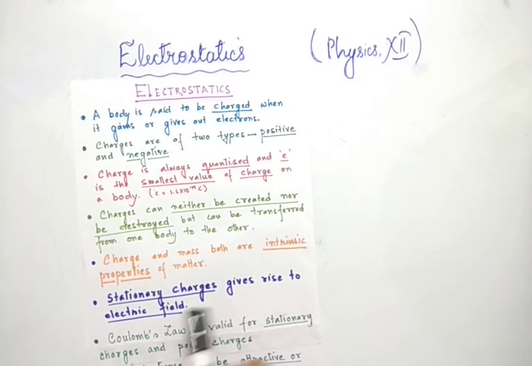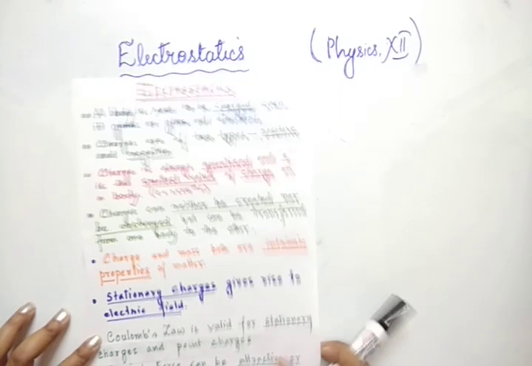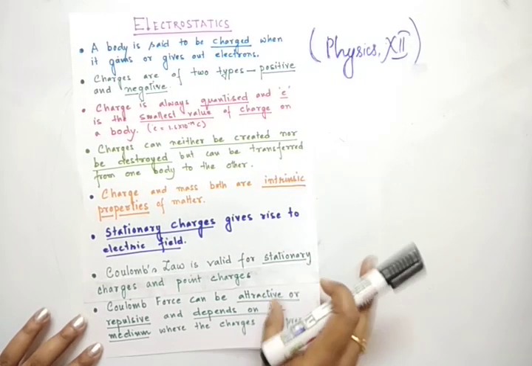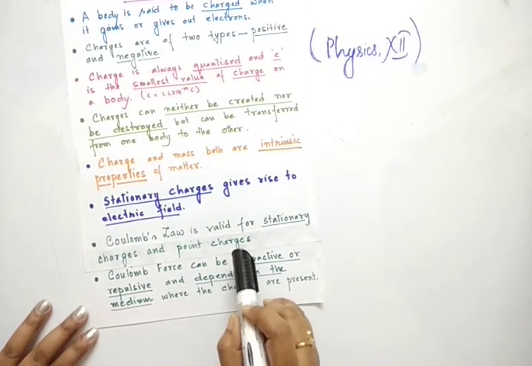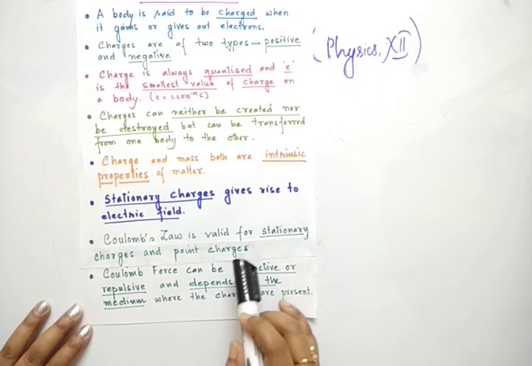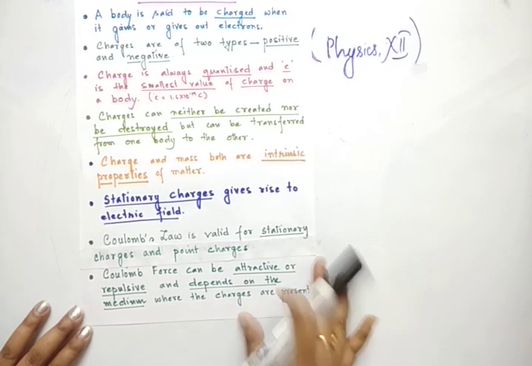Okay, next point, stationary charges. Stationary charges or rest charges give rise to electric field. This we have learned in the previous video. Next, we have also learned about Coulomb's law, and Coulomb's law is valid for stationary charges and point charges only. This is one of the limitations. These are the two limitations of Coulomb's law.